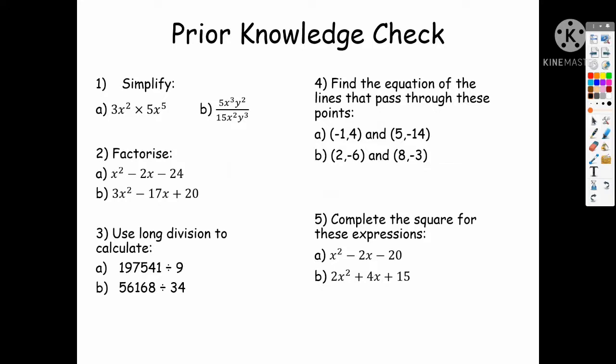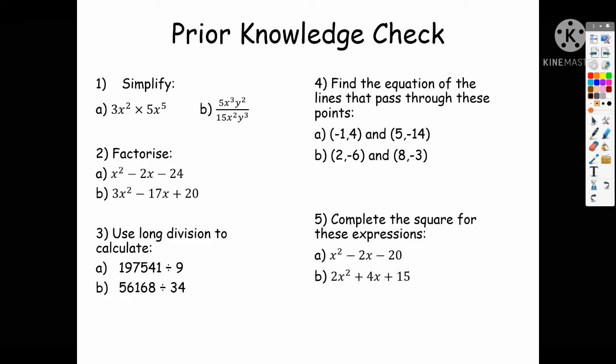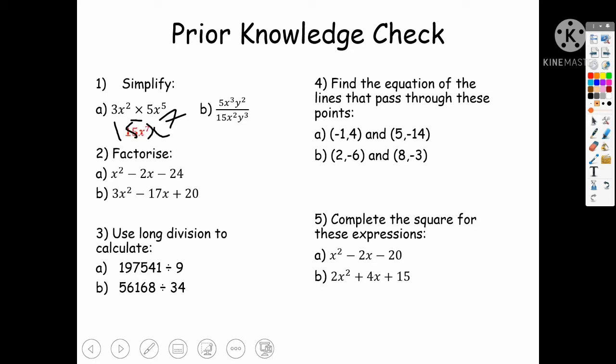This is the stuff that you should know from GCSE, and hopefully you can remember what each of these means and how you can go about solving these. So the first one, number one, we've got 3x squared times 5x to the 5. Now the 3 and the 5 will multiply, so I get 15, and x squared times x to the 5, so I add the powers, I get x to the 7. Which is the answer for number one.